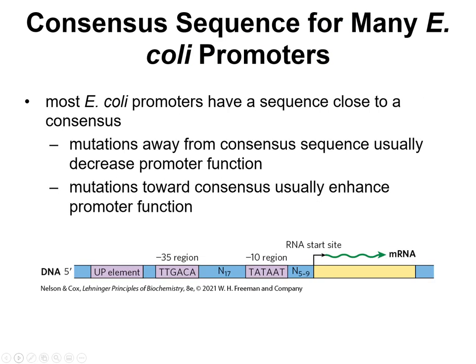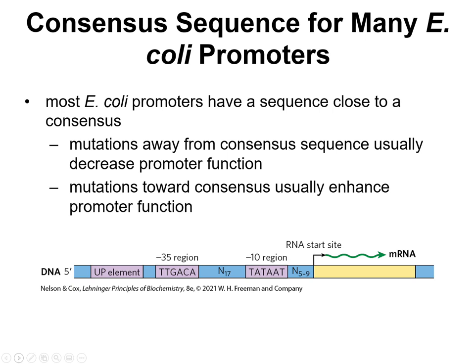In E. coli, most of their promoters have a sequence that's close to a consensus sequence, and mutations away from the consensus sequence usually will reduce the amount that the promoter gets bound by RNA polymerase, so it's not as functional. You'll still make some messenger RNA, or whatever RNA, but it will usually decrease the promoter function. And the closer you are to that consensus sequence, the more enhanced promoter function will be.